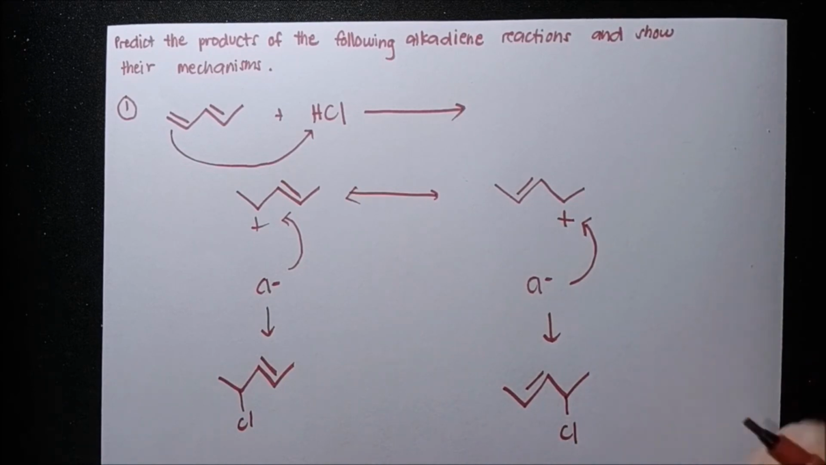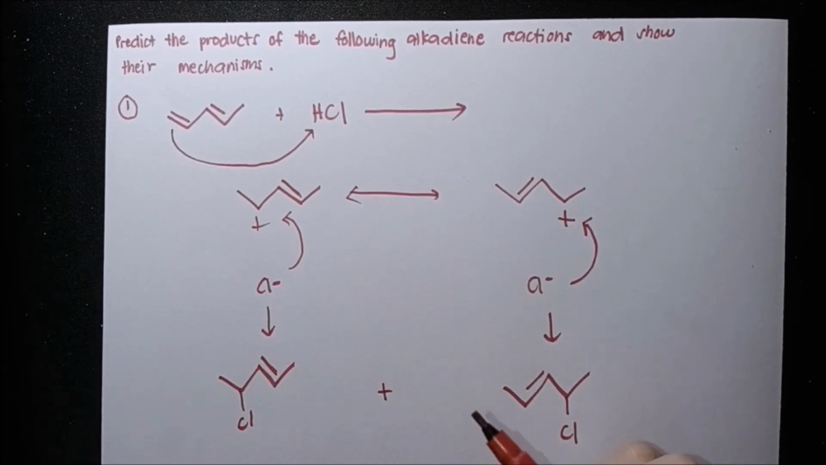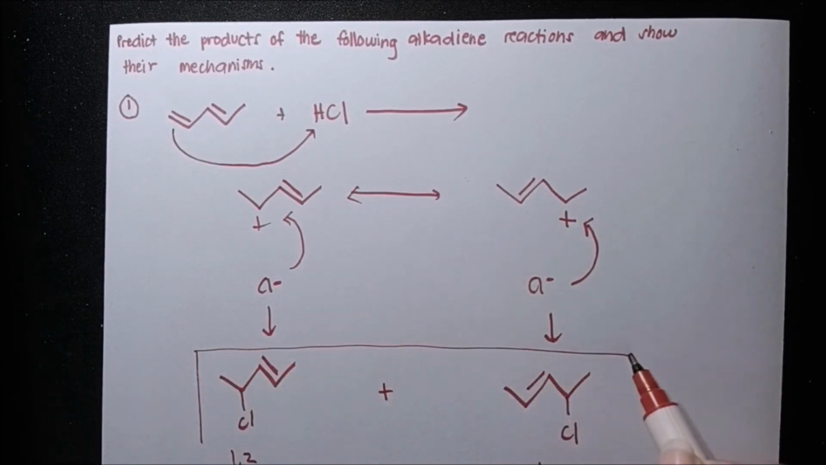Since chloride is not as highly selective as bromide, these products are equally abundant. There's no major product. This is your 1,2 addition product, while this is the 1,4 addition product. And that is your final answer.